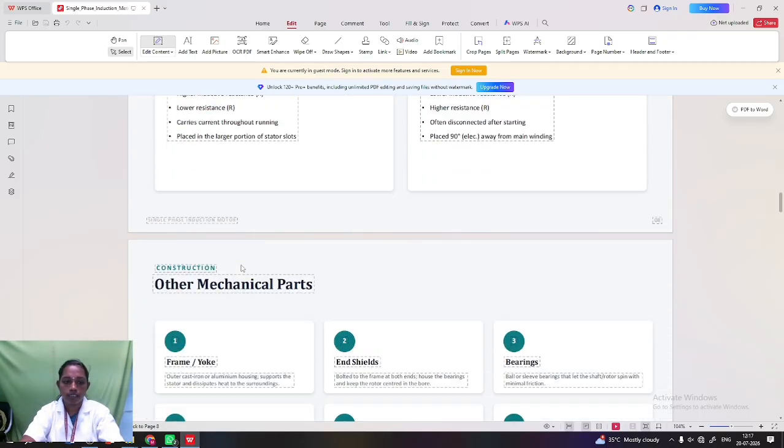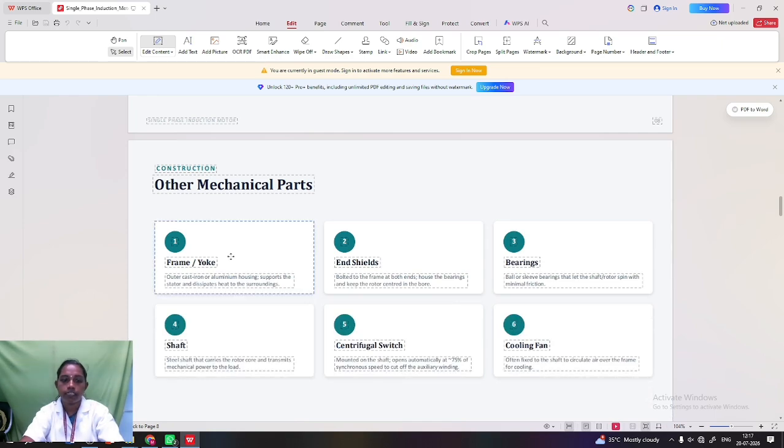Okay, let's discuss other mechanical parts, that is frame or yoke. It is an outer cast iron or aluminium housing which supports the stator and dissipates the heat to the surroundings. Next one is the end shield, bolted to the frame at both ends, which houses the bearings and keeps the rotor centered in the bore. Next one is the bearings. Here ball bearings are preferred that let the shaft or rotor spin with minimal friction. Next one is the shaft, the steel shaft that carries the rotor core and transmits mechanical power to the load.